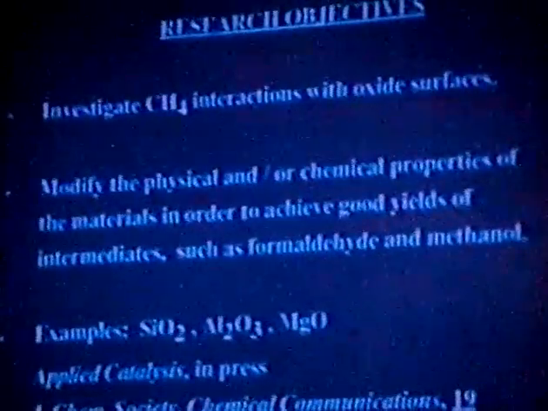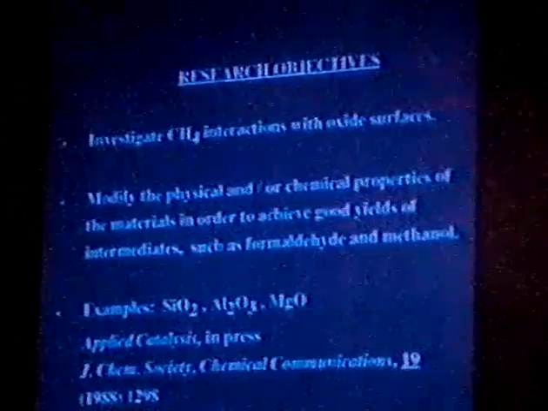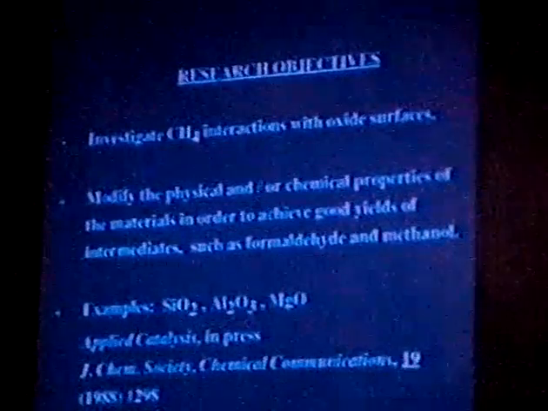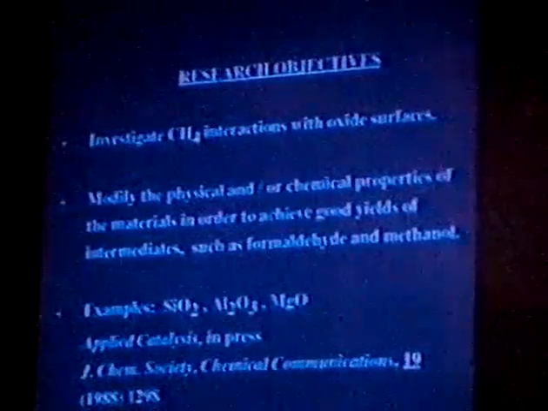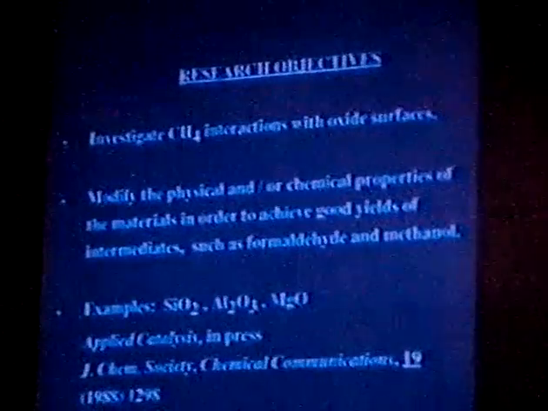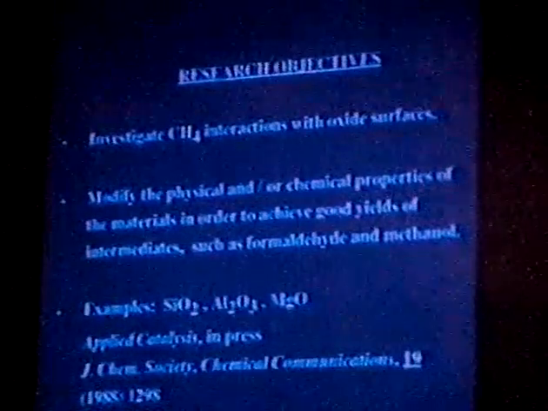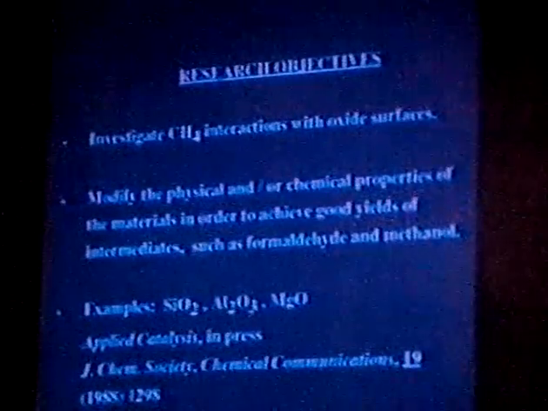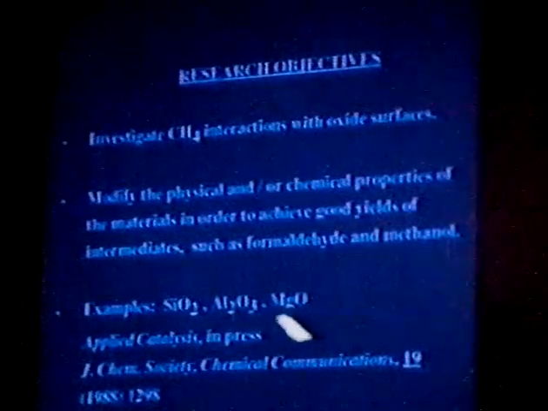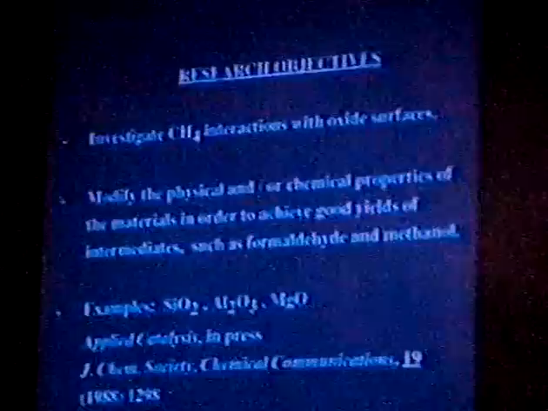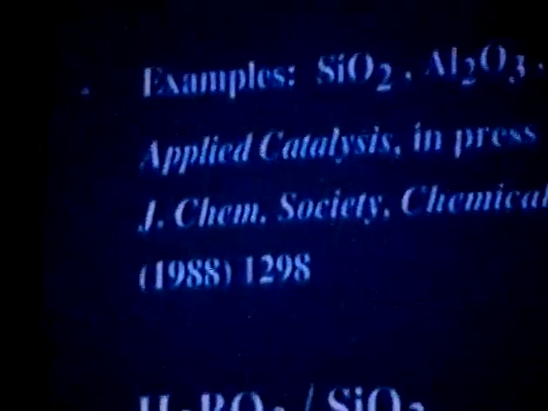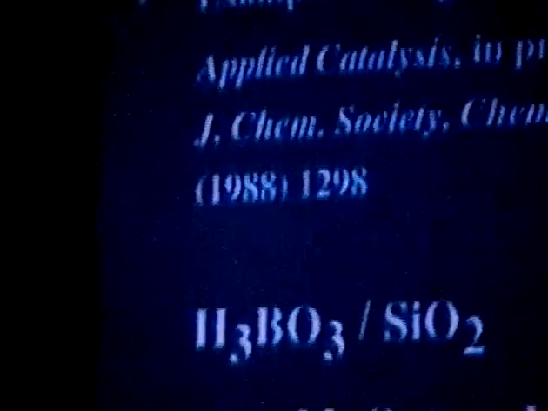Now, the objectives of our research are to investigate methane interactions with oxide surfaces and modify the physical and/or chemical properties of the materials in order to achieve good yields of valuable intermediates, such as formaldehyde and/or methanol. So far, we have laid the groundwork by working on typical support materials, such as silica, alumina, and magnesia. For those of you who would be more interested in this aspect of our work, I would like to refer you to our recent publications in Applied Catalysis and also the Journal of the Chemical Society, Chemical Communications.